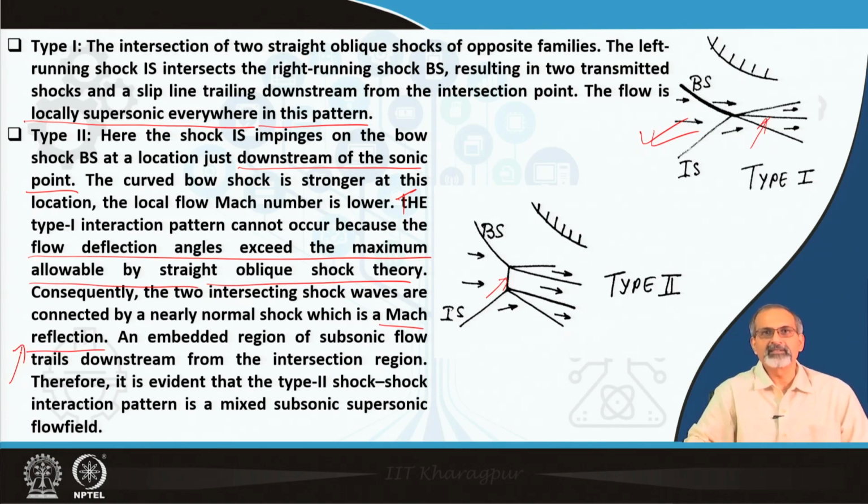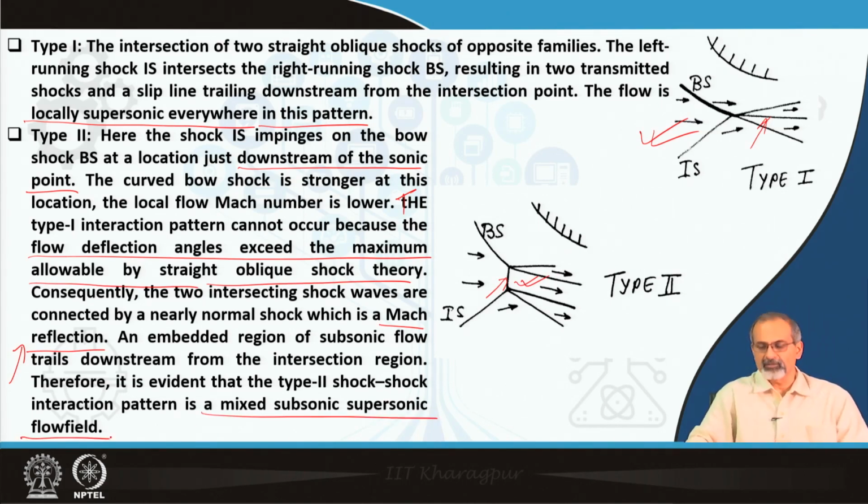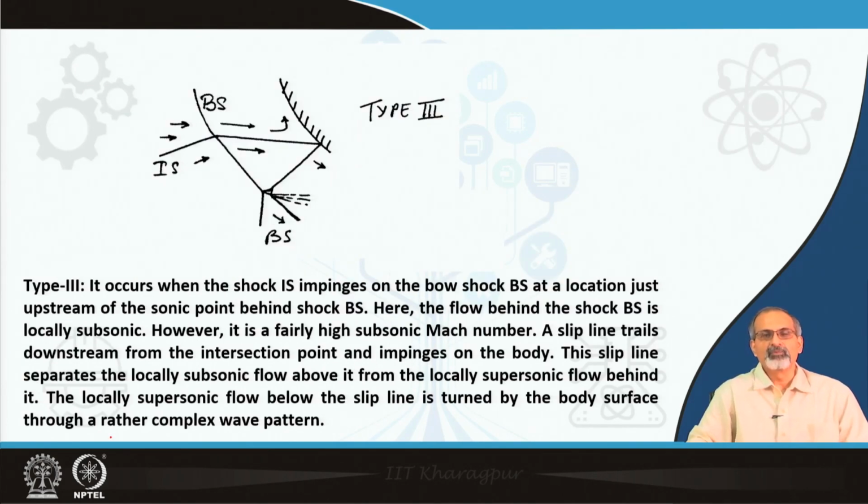An embedded region of subsonic flow trails downstream from the interaction region. This is the region we are talking about. Therefore, it is evident that the type 2 shock-shock interaction pattern is a mixed subsonic supersonic flow field, unlike the type 1 where it was everywhere supersonic. We move to type 3.